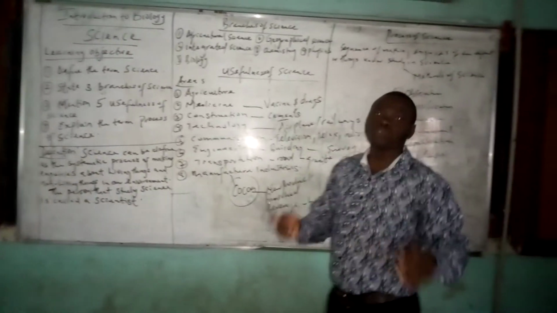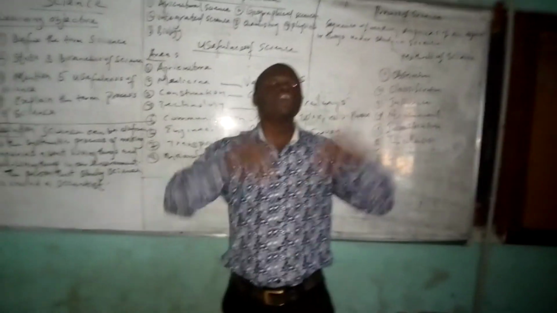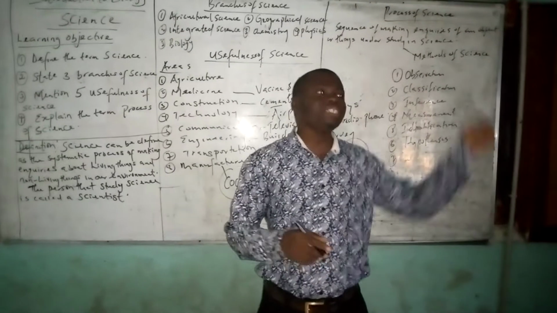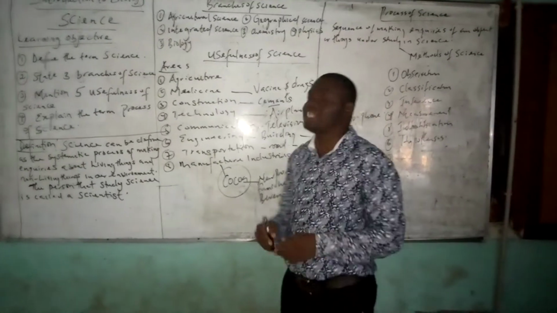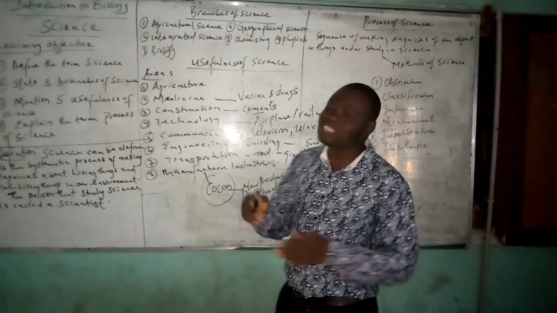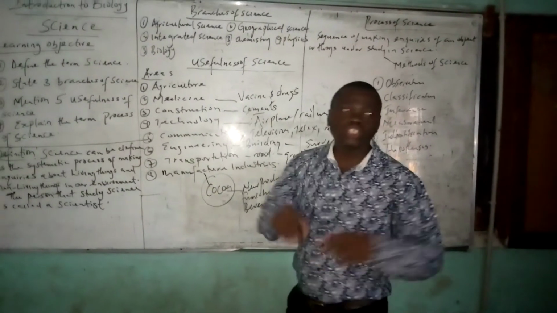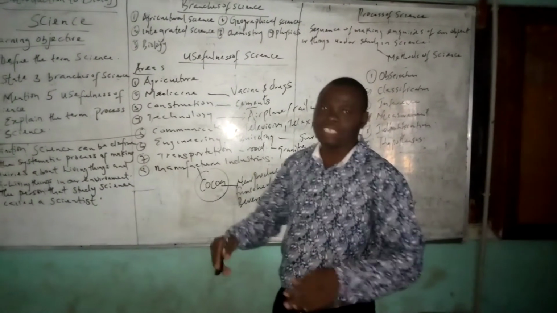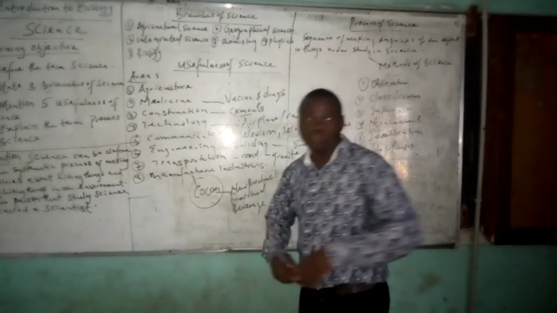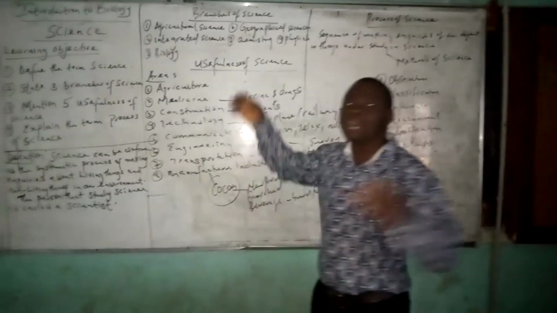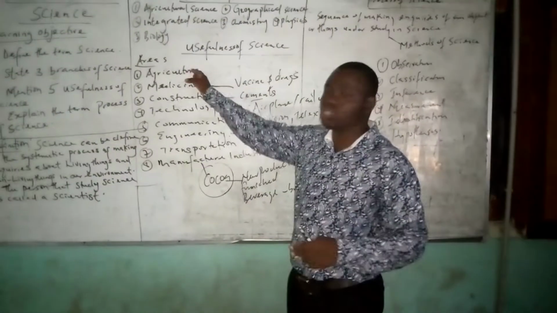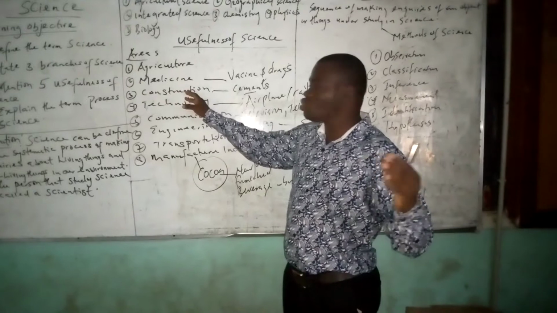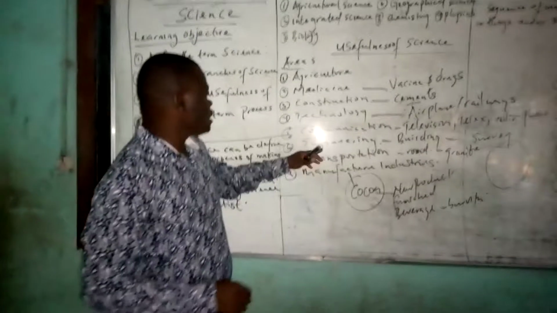Now, science has been proved to have its usefulness in various areas, because in the olden days, our fathers did not have knowledge of science, and so many things have affected them a lot. Because of this, now came the knowledge of science. It now improved our ways of life. Science has been proved to have its usefulness in these following areas: agriculture, medicine, construction, technology, communication, engineering, transportation, manufacturing industry.